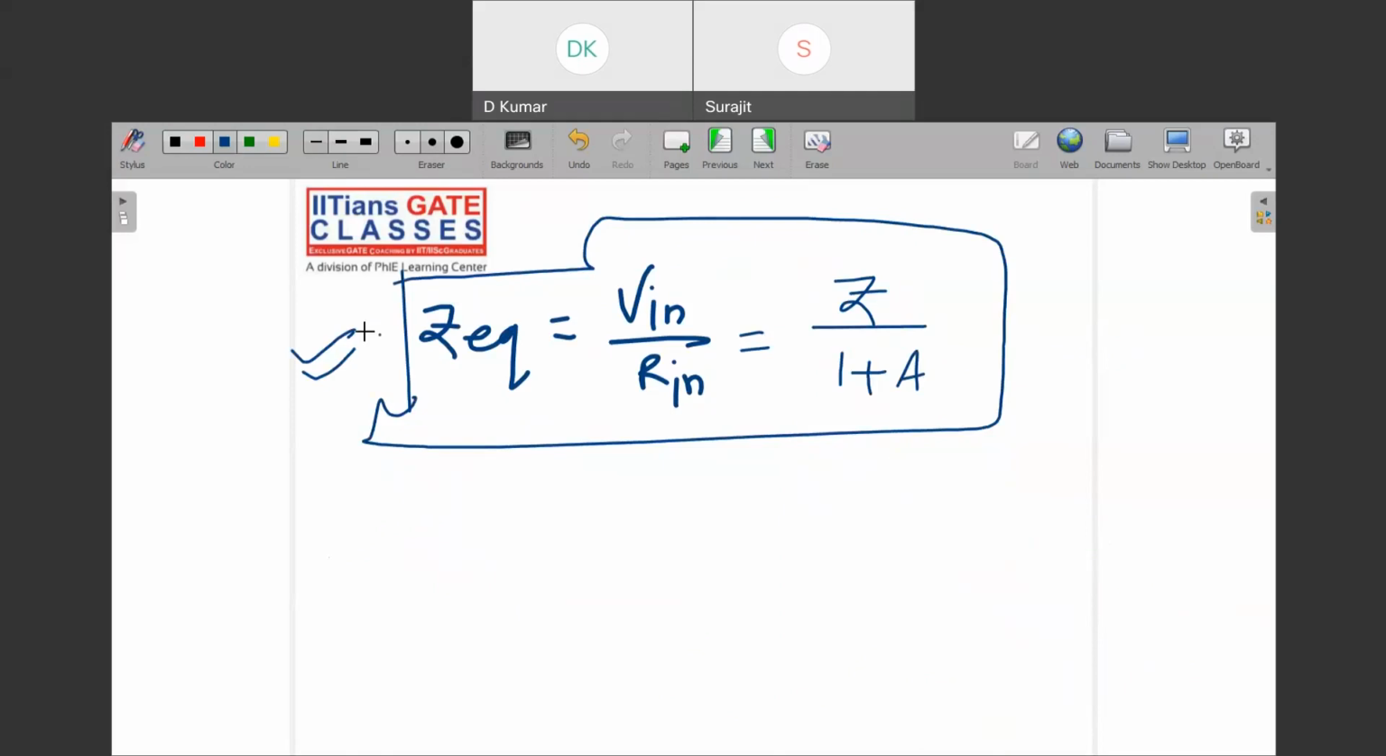Okay, Surajit, have you got this Z equivalent? Yes. Hello. You will get Z equivalent like this. Okay. What we have made assumption, or we have applied KVL in the first loop, that was VD equal to minus V. Okay.